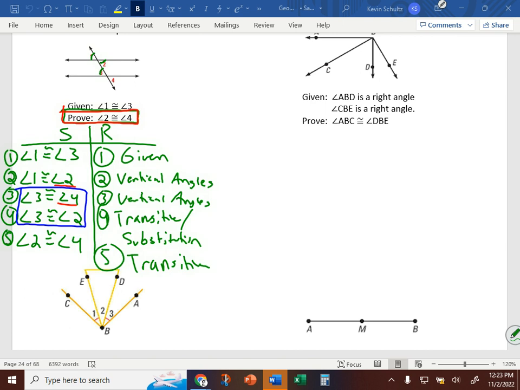Wouldn't then angle 1 and 4 be congruent also? 1 and 4 are congruent as well. We're not asked to prove that, but if we were, then we could.